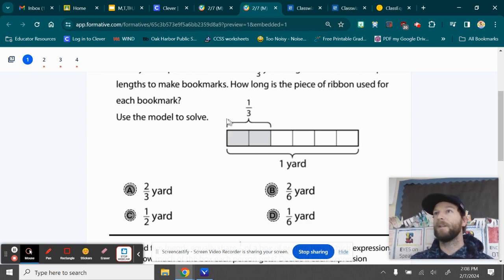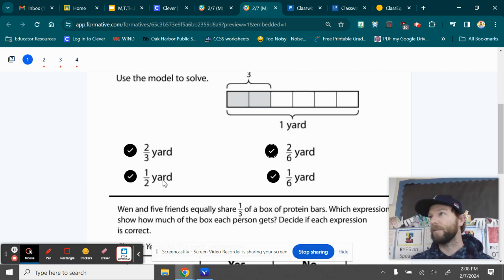Here's his 1/3 long piece of ribbon. He's cutting it into 2 more ribbons. So it's 1/3 that he's dividing by 2. You just have to pick the answer, and it's right in front of you. So this picture shows 1/3 divided by 2. So you just click the answer. There's only one correct, so don't click both, because that would be wrong. Only one of them is correct.